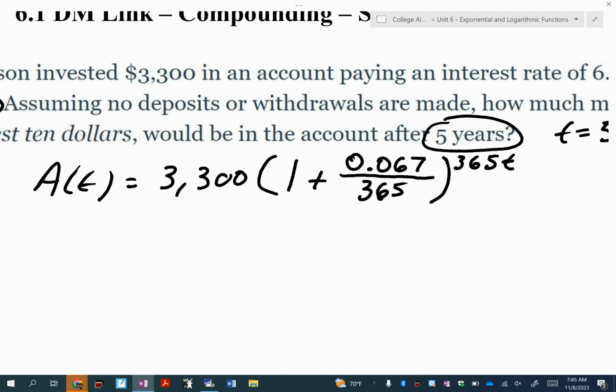So this is the formula. If you want, could you go into your calculator and divide 0.067 divided by 365 and get a number there? Yes. Could you then add that number to 1? Absolutely. Do you need to do that? No. Remember the button on these calculators that will give you that fraction is the N over D button. So if you click that button, you should be able to type in the stuff you want there.